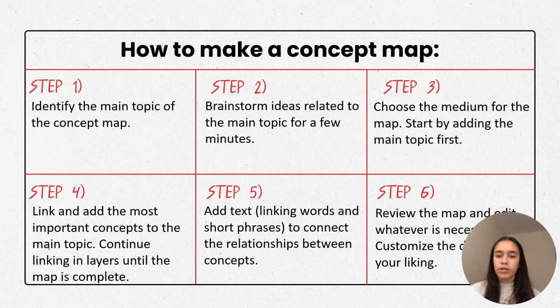Then you're going to start by adding the main topic. It can either be in the middle or usually at the top as well. Next, you're going to link and add the next most important concepts to the main topic, basically the second level of your topic, and then just keep linking and adding layers until your map is complete. Step five is where you add the text. This could be linking words or short phrases, and you're going to use these to connect the relationships between concepts. And then step six, just to wrap it up, is reviewing the map, editing whatever you think you need to edit, and then customizing it to your liking.